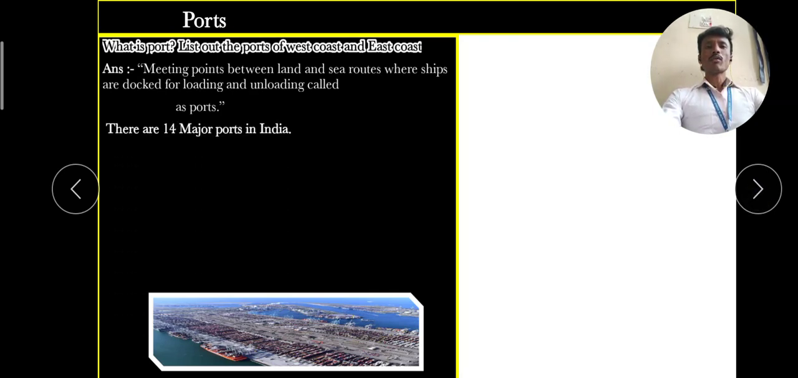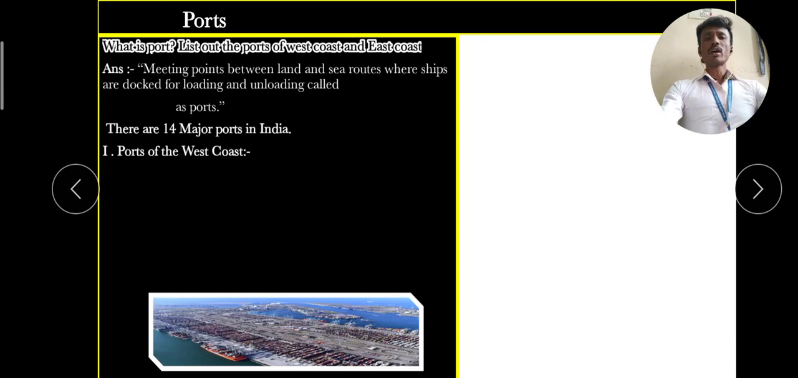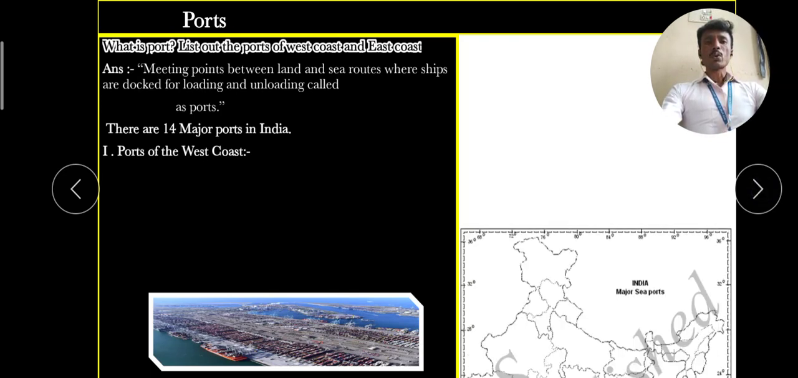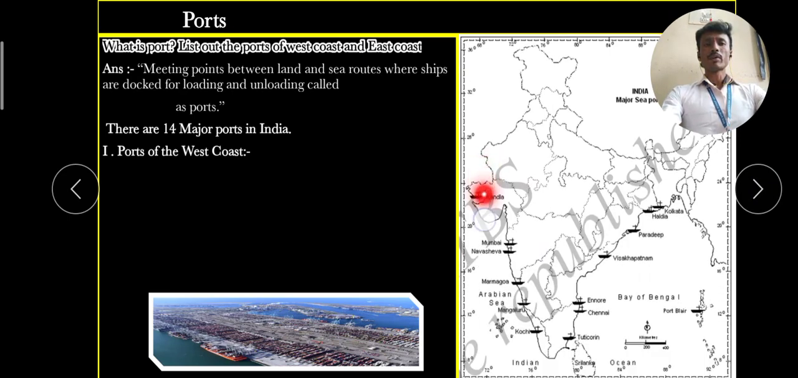So here there are 14 major ports in India. They belong to the west coast and the east coast. Totally there are 14 major ports. First we have to learn in detail about the ports of the west coast, then after that we look at the east coast ports. The first, the ports of the west coast. Look at from here to here, these are all the west coast ports.